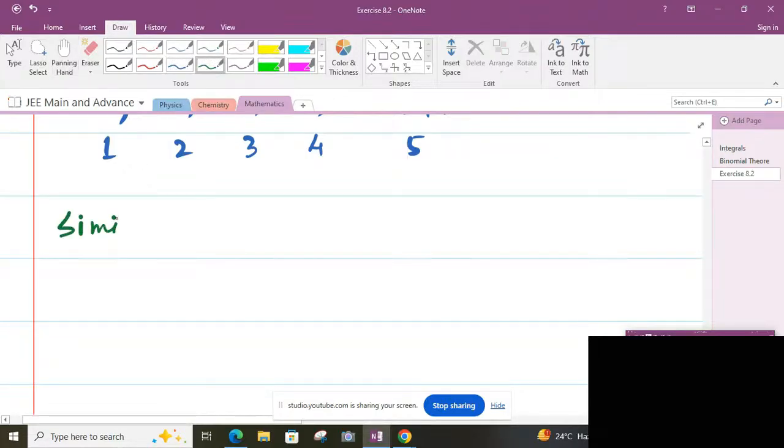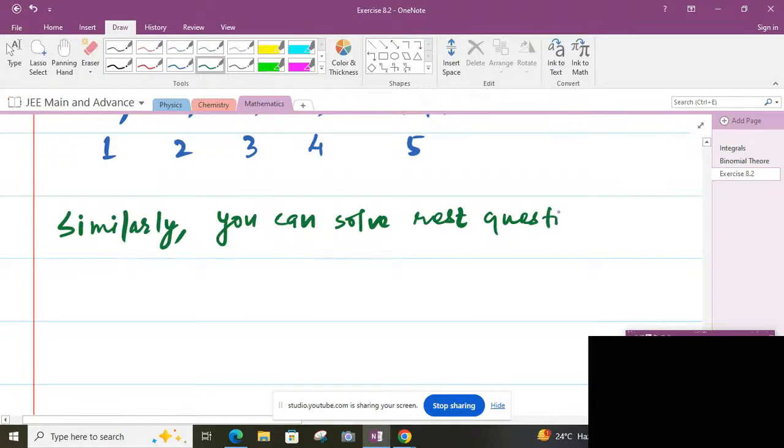Similarly, you can solve the rest of the questions of this exercise.